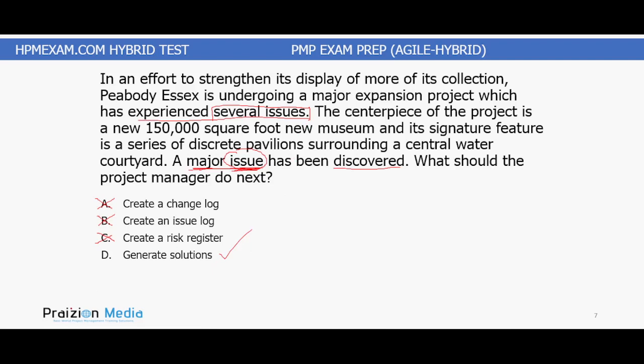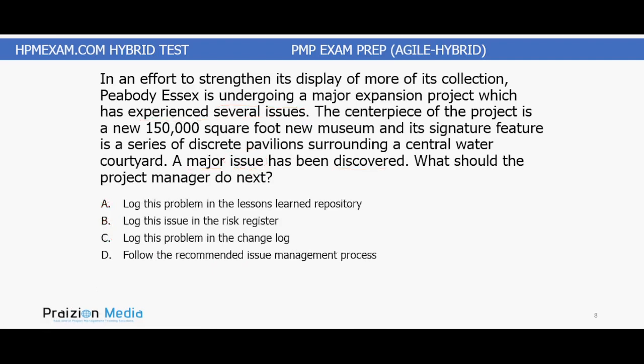Let's go to our final question in this list. Same scenario, okay? Same scenario. But this time it says the centerpiece of the project is a new 150,000 square foot new museum, and its signature feature is a series of discrete pavilions surrounding the central water courtyard. Major issue has been discovered. So we can actually verify that this is the same question. So what is different about this question?